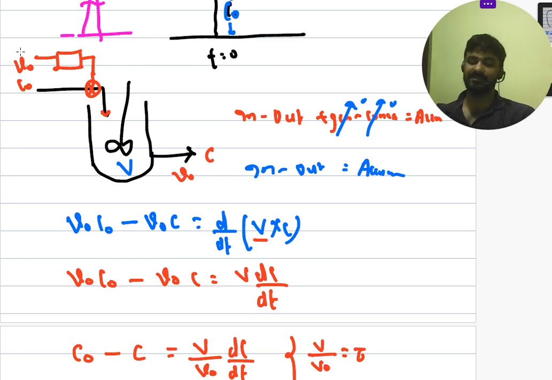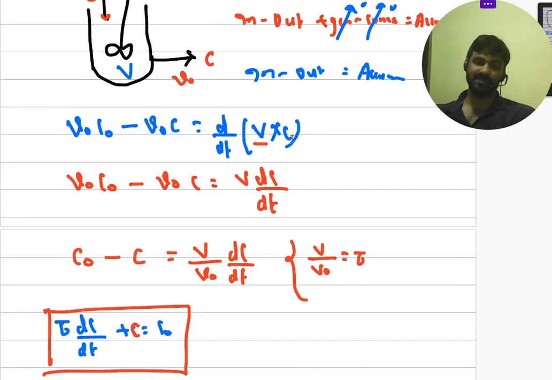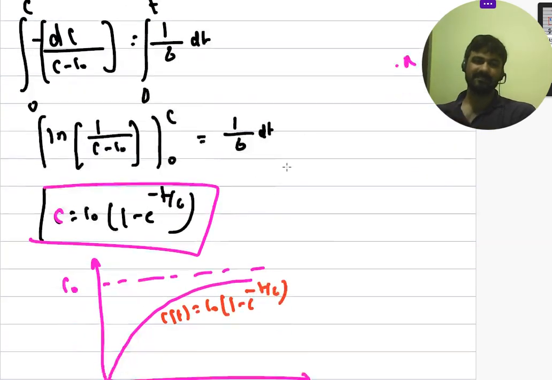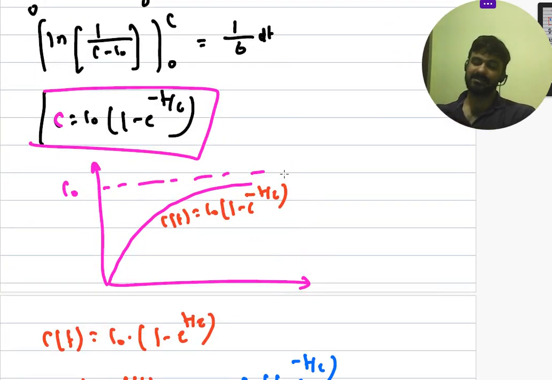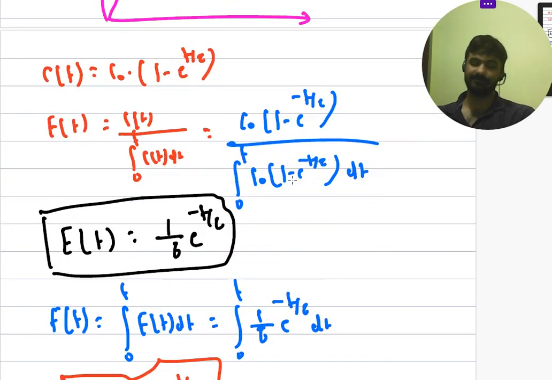So when you solve this, you will get C(t), the concentration of tracer at any particular time, equals C naught into 1 minus e to the minus t by tau, right? Where tau is the space time for the reactor. So this is very easy. Now once you have calculated C(t), you can calculate the value of E(t), that is equal to C(t) divided by integral 0 to infinity C(t) dt, that is the area under the curve of concentration versus time. So the value of E(t) you will be getting is 1 upon tau and e to the power minus t by tau. Is that clear?